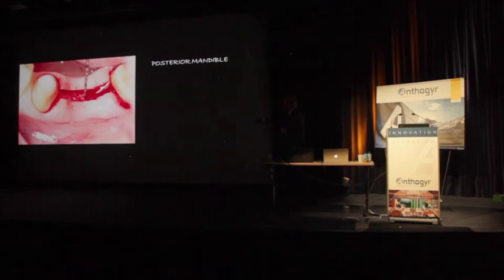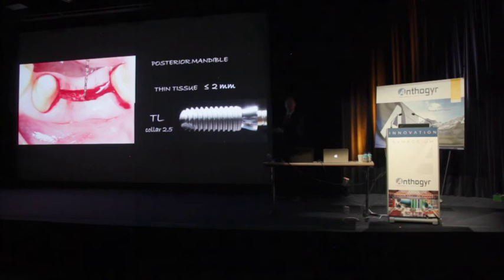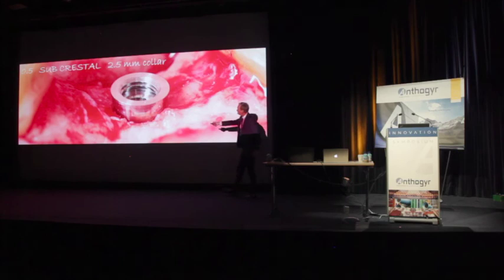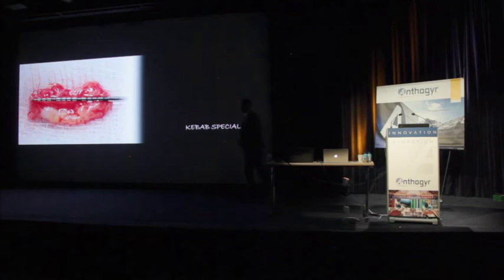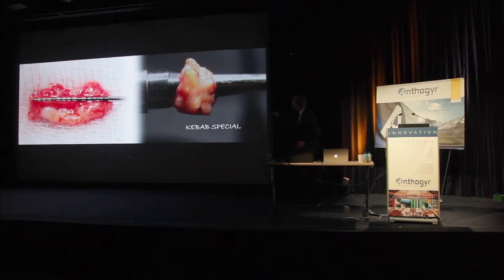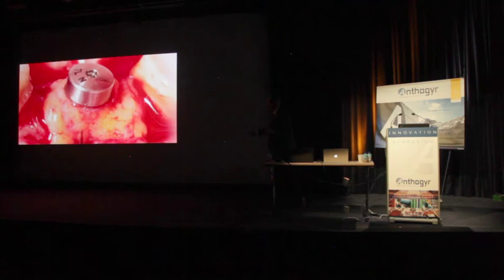So I measure, I have 2 millimeters or less. I know I can work with an implant like this one, a TL, but I need additional connective tissue. And this is what Jérôme also pointed out very nicely. This open space is so good for bone growing in this area on the shoulder. So here, the only thing we have to do is create thick tissue. This is the connective tissue, and I make a little incision in here, and this is what I call a kebab special, because I put it on a stick and I slide it over my healing abutment. And then I close the flap on top of it. And so I get thick tissue.